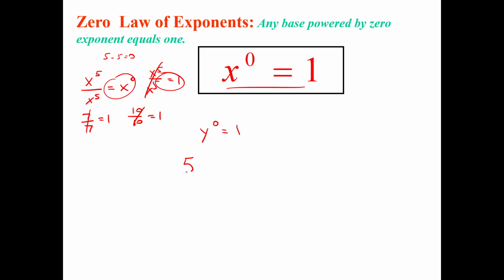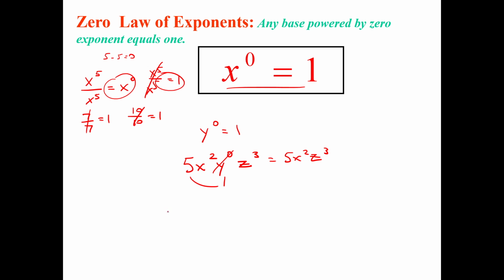And even if you have a really complicated thing like 5, x squared, y to the 0, z to the 3rd, you can just say that y to the 0 is really just 1, and then 5 times 1 is just 5. So actually, we didn't really need to write the y at all.